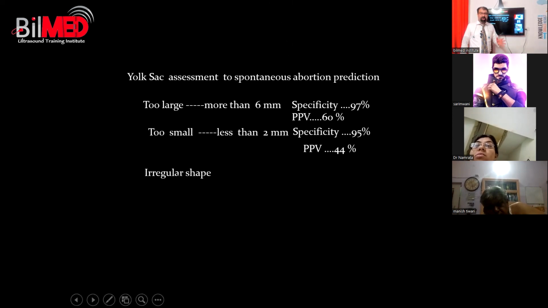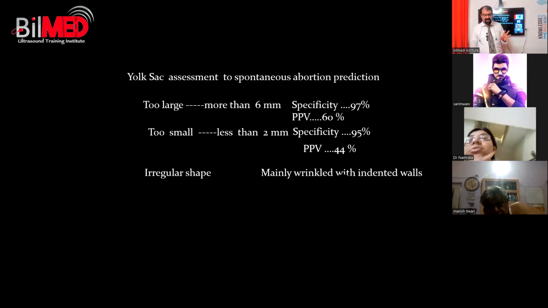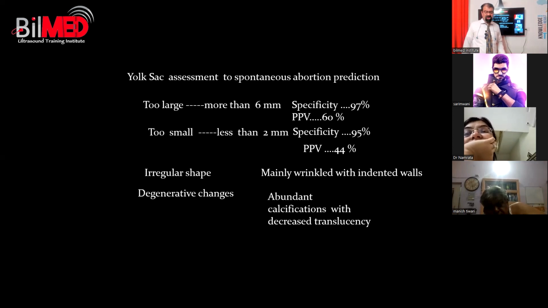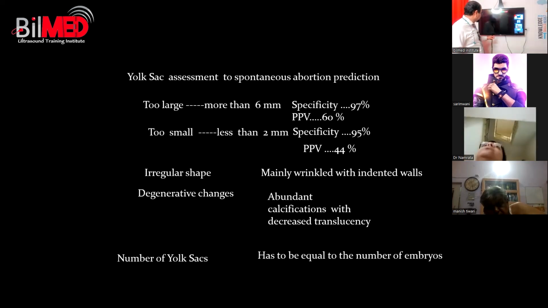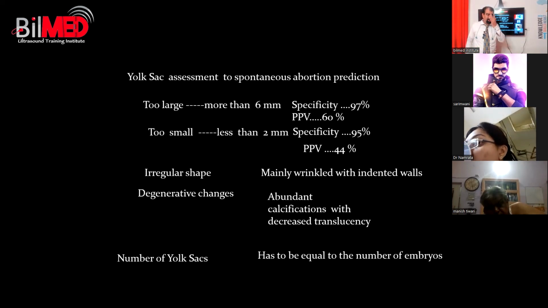Now, irregular shape. These are the things which we have to see in the yolk sac. Irregular shape, mainly wrinkled with indented walls, degenerative change, abundant calcifications. So if you are having a calcified yolk sac, that is also abnormal. Then the number of yolk sacs: if you are having 2 yolk sacs, it means that you have to search for the second fetal pole also.